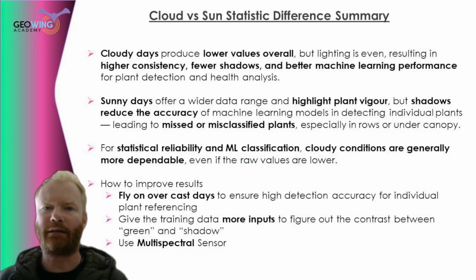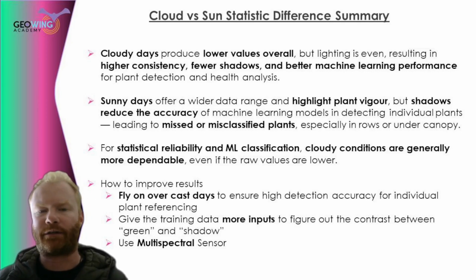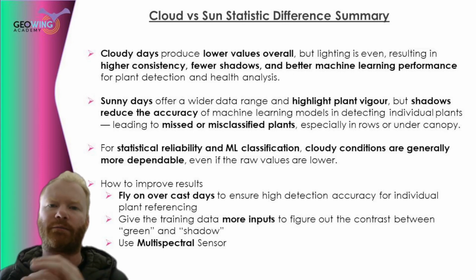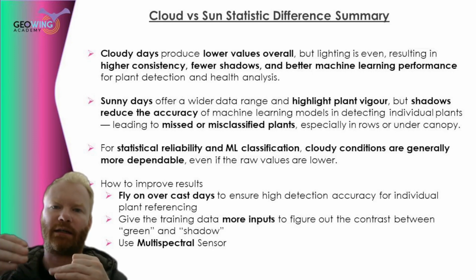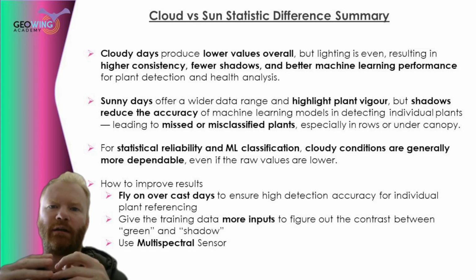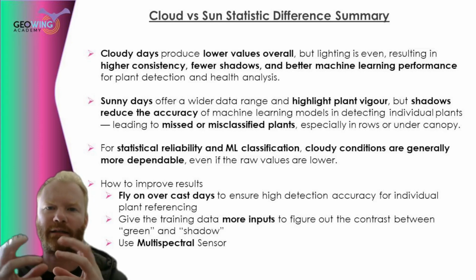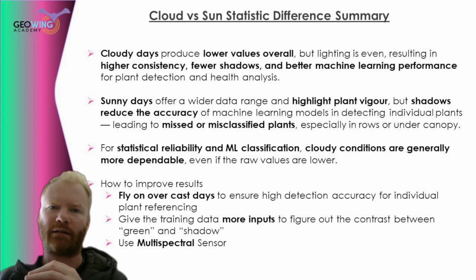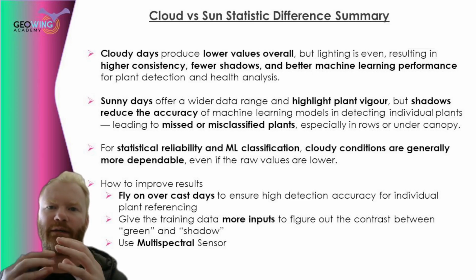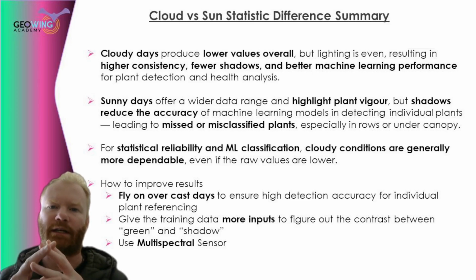So what does this mean? This shows us that to get more consistency out of our data, it is better to fly on cloudy days, because the lower values overall produce much better detections and there's a more uniform light consistency across all of the plants. This means that the index values that we are looking at are far more consistent and will give us a much better rounded vegetation health value for the overall crop and for individual plants.